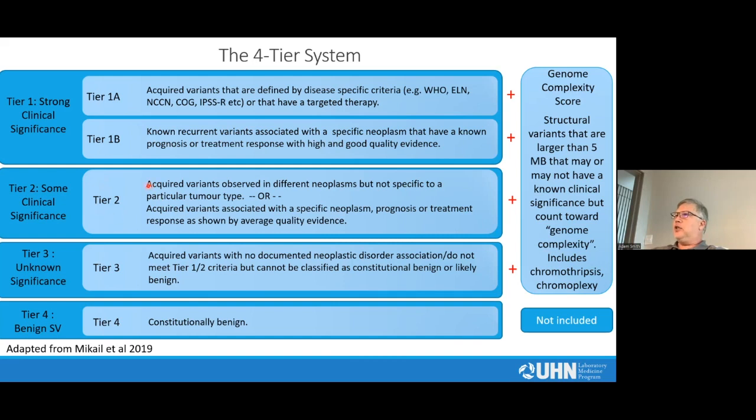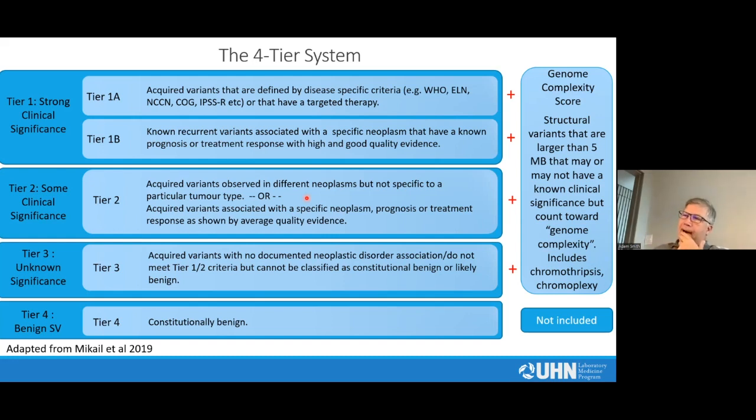Tier 2, obviously, these are acquired variants observed in different neoplasms, but not specific to a particular tumor type. So, I mean, one of these would be like a CDKN2A deletion. CDKN2A deletions are seen across myeloid and lymphoid tumors. They're very common. They're seen in solid tumors as well. Homozygous deletions are known to have generally poor prognosis. But again, this isn't a guideline-specific gene, CDKN2A deletions in myeloid, for example.